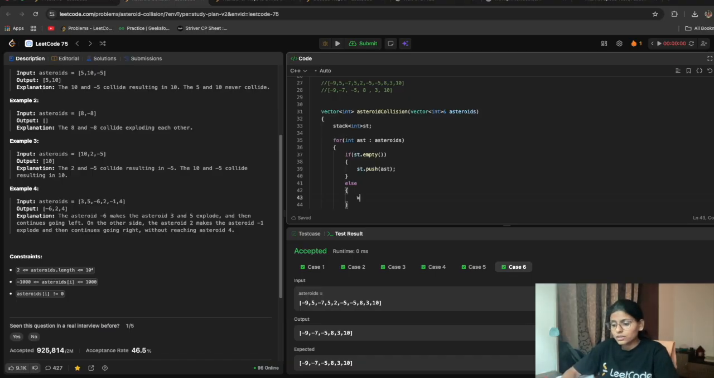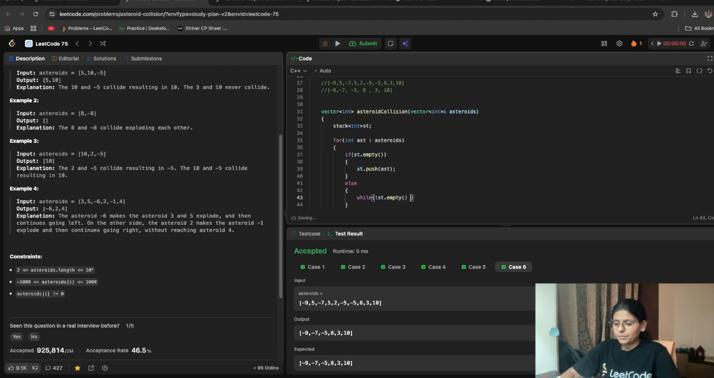So what was the condition? First, there should be something in the stack. Why am I checking it? Because after a collision it may happen that there will be nothing in the stack. As it is a while loop, in the second loop, third loop, or some later loop, for the first loop there will be something in the stack, but for the next loop there can be nothing in the stack, so we have to check whether the stack is empty or not.